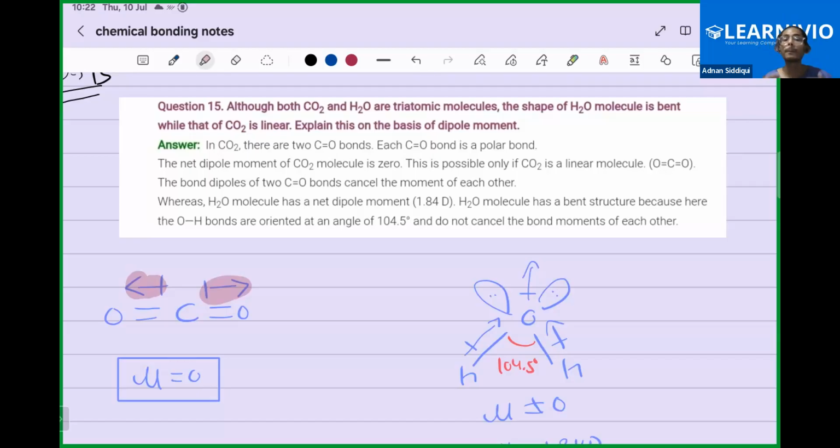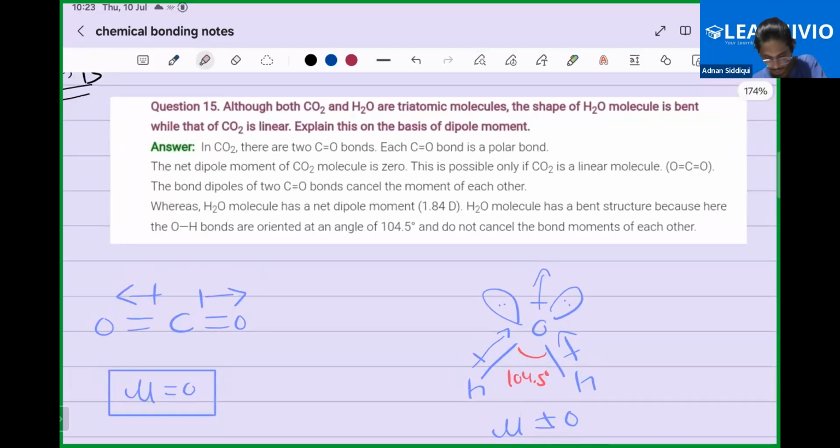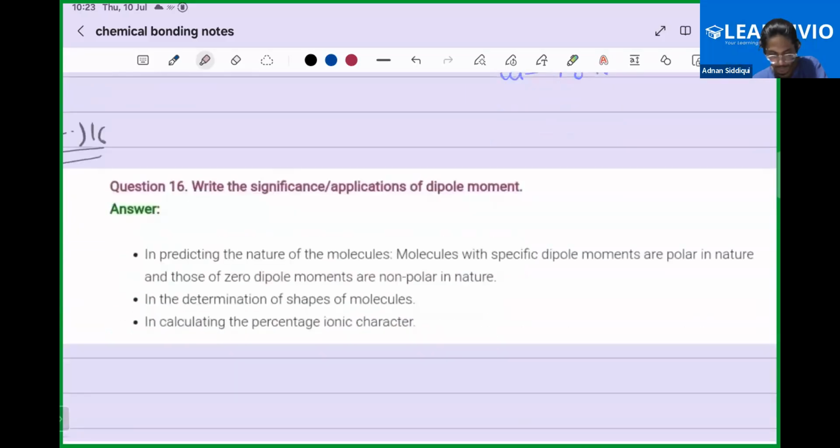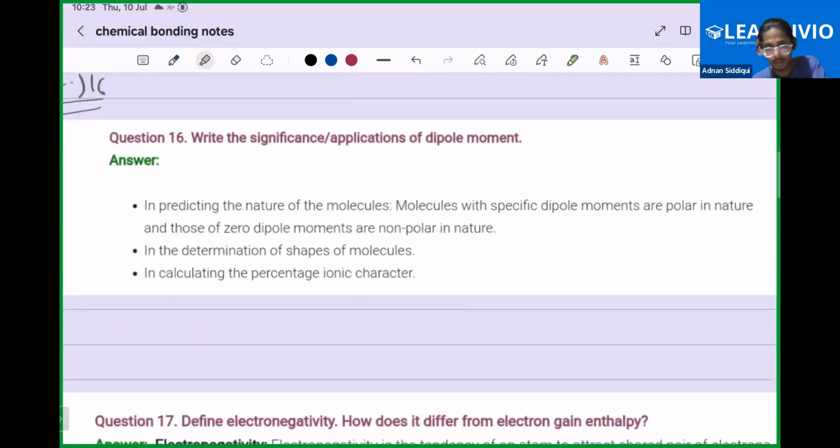Due to equal and opposite dipoles going in opposite directions, they cancel. But H2O is going in one direction. That's why it is adding up from hydrogen to oxygen, then adding up oxygen to the lone pair. This is the reason. Is this clear? These are some significance and applications that we already discussed, right?